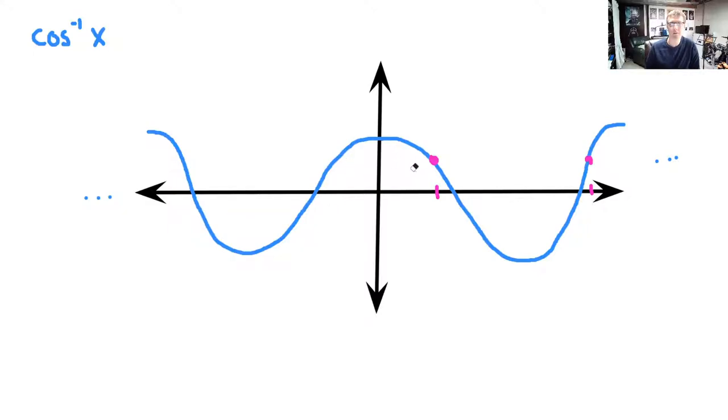So what section of this cosine graph, is there a section that is 1 to 1? Is there a section that hits every range value of cosine? So that's every value between 1 and negative 1. Is there a section of this graph that goes all the way from top to bottom and doesn't fail the horizontal line test? Is there a portion? Yeah, there's lots of portions, just like with sine. But the one that's most commonly chosen is this one, starting here and going down to here. Everything in between.